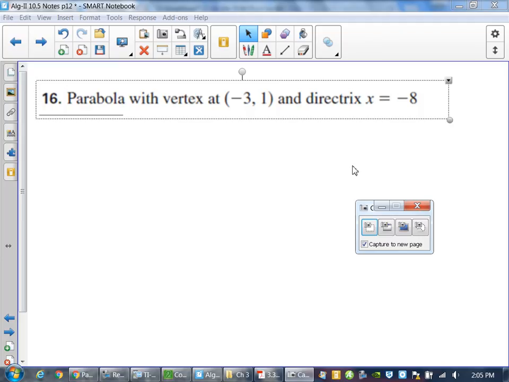This p value is the distance from the center to the focus. Well, if I went from my center, or my vertex in this case, to the directrix, that was the opposite of p. I went back 5, so it means I have to go forward 5. So my p value is 5. What's 4 times 5?